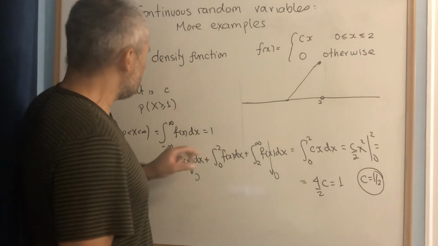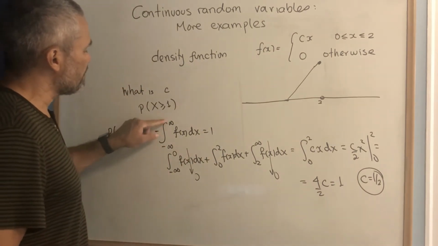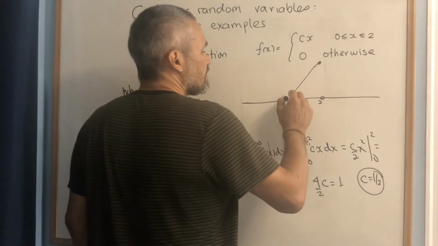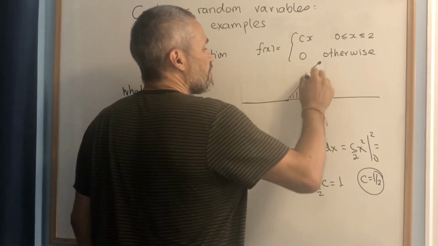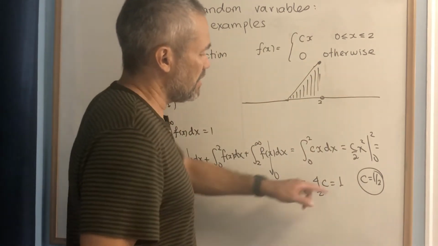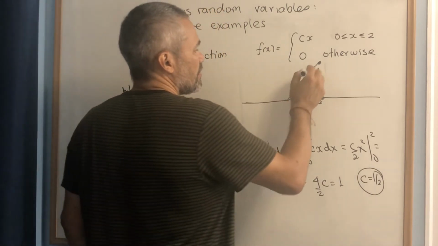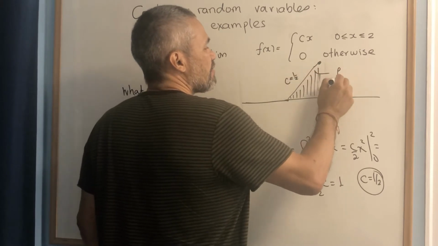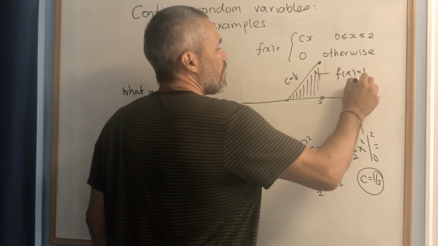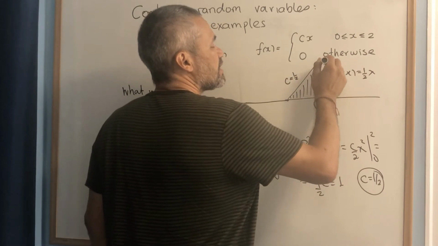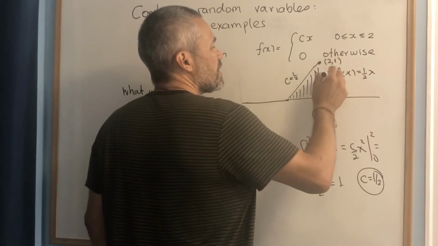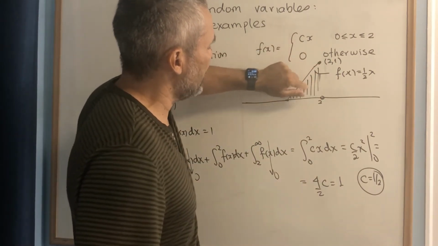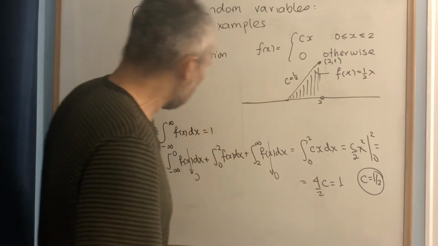Essentially, this requirement that the integral from negative infinity to infinity of the density function be 1 means that the area under the graph must be 1. Here, since c is equal to 1/2, this is the graph of the function f of x equal 1/2 of x. That means that this point here is the point (2, 1), and this is a triangle with base 2 and height 1, so this has area 1 as expected.